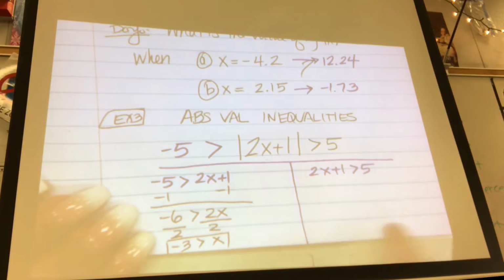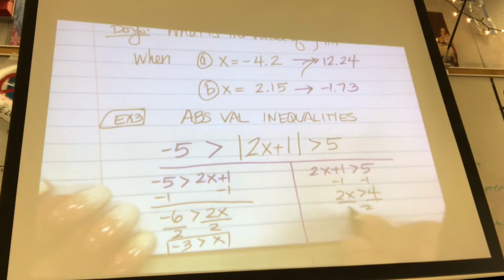What should we do over here, Camden? Start off by taking away 1. Subtract 1. You get 2x is greater than 4. And then what do you do with that 2? Divide by 2. And you get x is greater than 2.